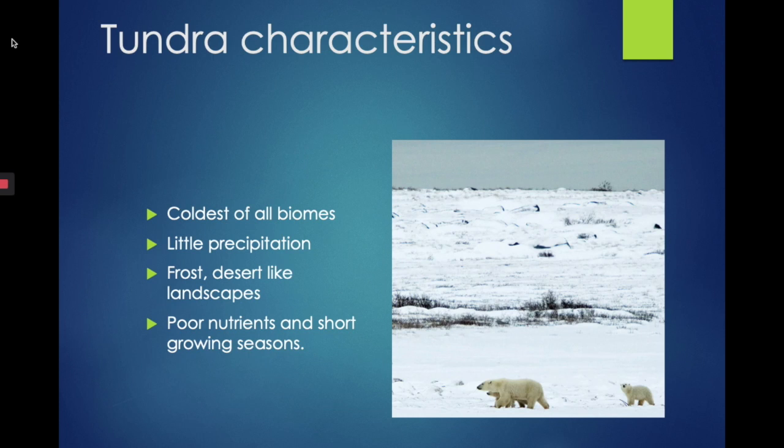There is very little precipitation. Annually, this biome receives between 15 and 25 centimeters, and this includes the melting snow. There's a lot of frost and desert-like landscape. The nutrients in the soil are poor, which makes for very short growing seasons.